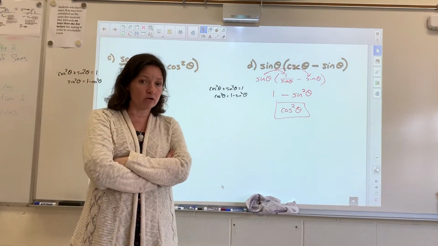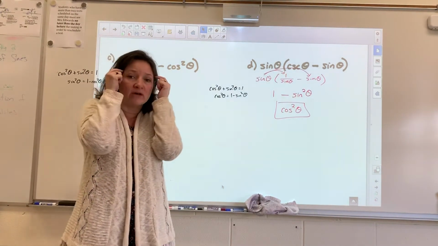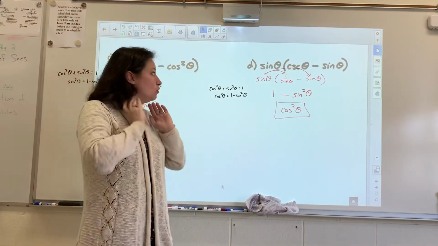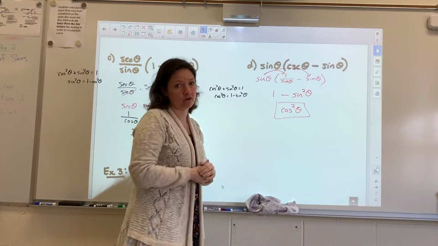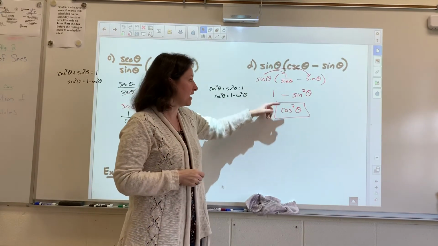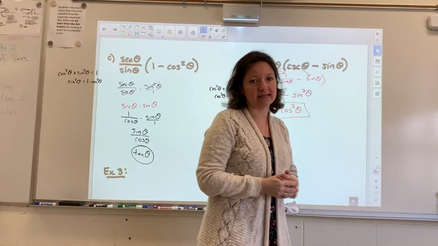It is very important on quizzes and tests that you show all work. I don't know what's going on in your brain. So if you go from here to here, I might not give you full credit because I don't know how you made that jump. I need to see this in between step. So make sure you're showing all work on these identities.